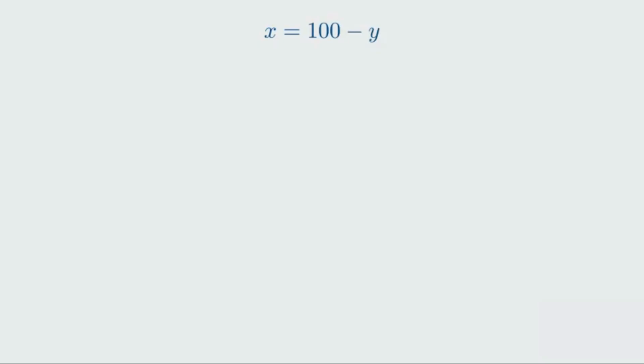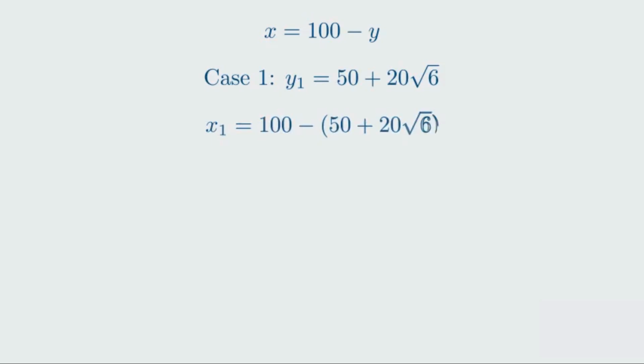Let's start with our first y value, y1, which is 50 plus 20 times the square root of 6. We'll substitute this into x equals 100 minus y. Be careful with the subtraction here. We must subtract the entire expression for y1. So x equals 100 minus, in parentheses, 50 plus 20 times the square root of 6. Distribute the negative sign. That becomes 100 minus 50 minus 20 times the square root of 6. Simplifying, 100 minus 50 is 50. So our first x value, x1, is 50 minus 20 times the square root of 6.